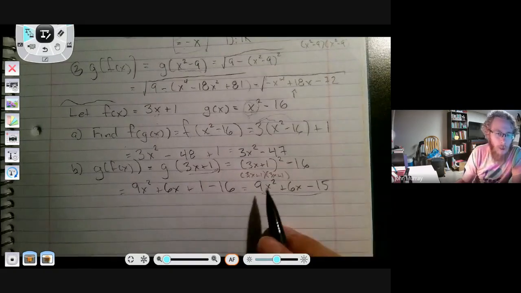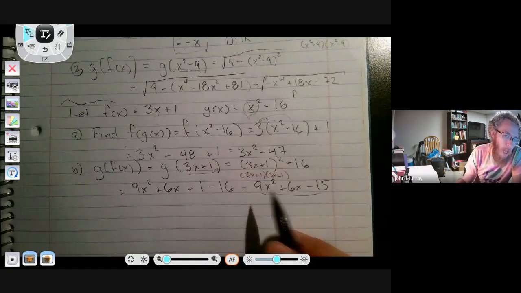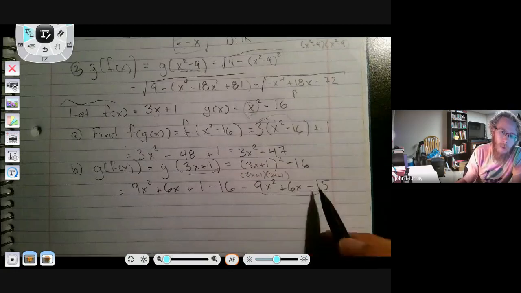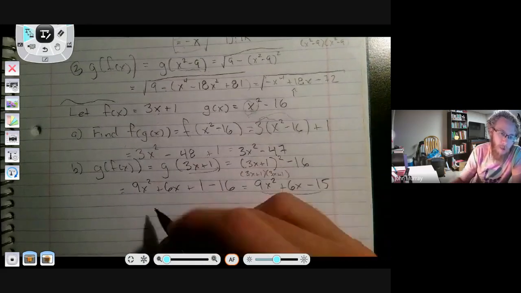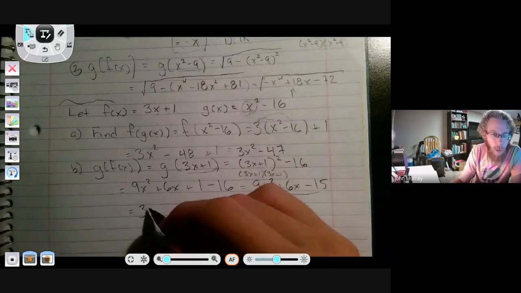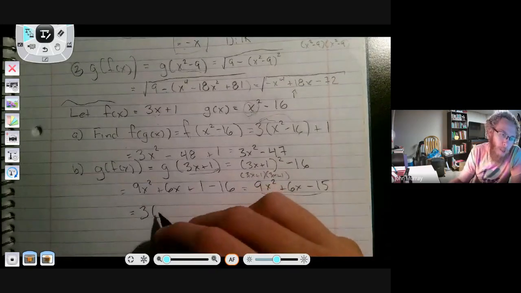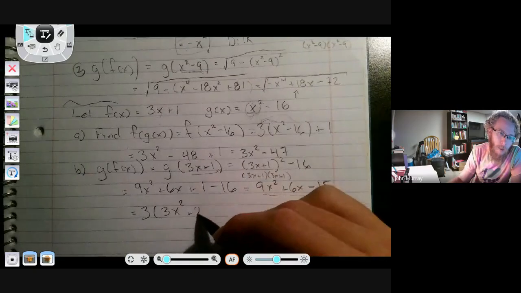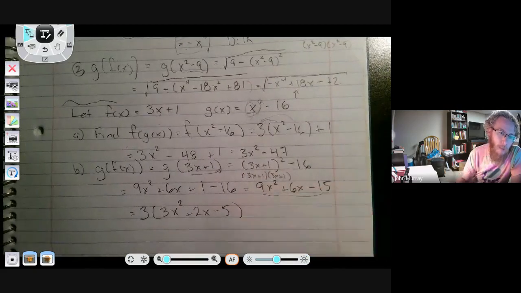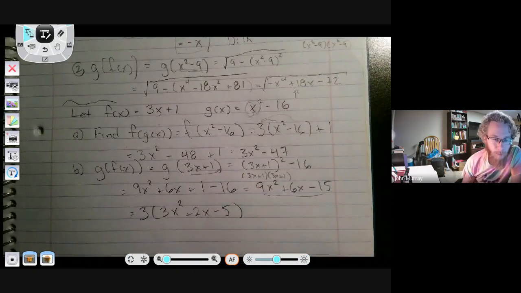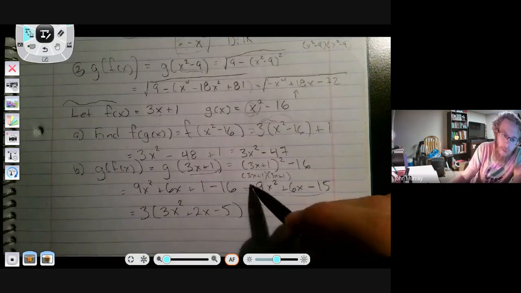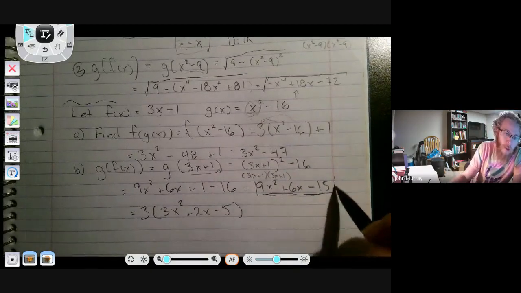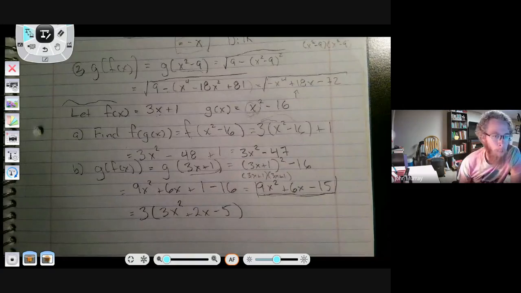Now this we can actually reduce if we'd like to. A common factor between all three of these terms is 3. I could take a 3 out of everything, so you could take it a step further. You can pull that 3 out, and then we're left with 3x squared plus 2x minus 5. But if you gave me this as an answer, you'd be right. I wouldn't mark you wrong.